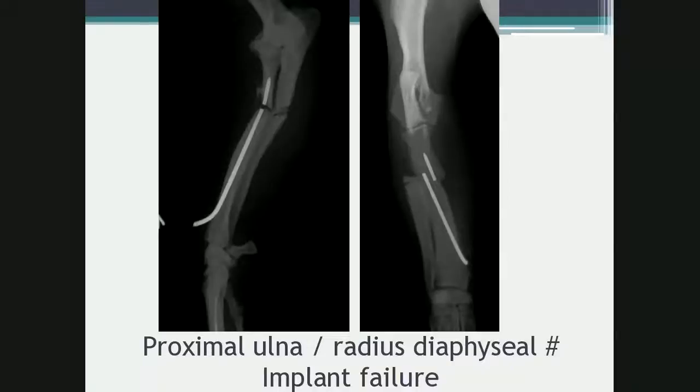All right, and the last case just demonstrates implant failure. There is a fracture of the intramedullary pin at the site of the original proximal radial diaphyseal fracture. This is likely because the IM pin was too thin in this case. There's also a concurrent proximal ulnar diaphyseal fracture at the same level, which in the original repair would not have been repaired, and that's quite common surgically to have the ulna not repaired at the same time.